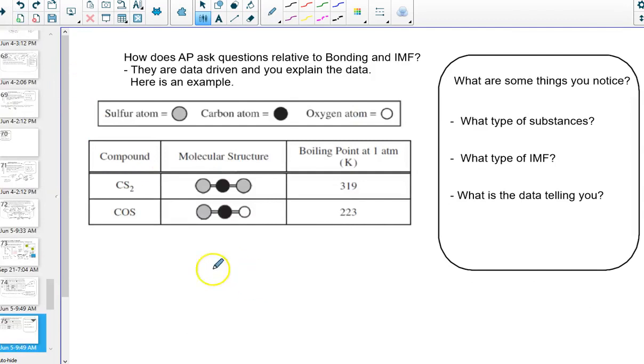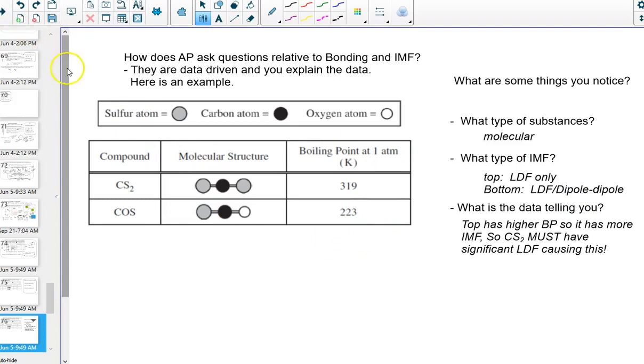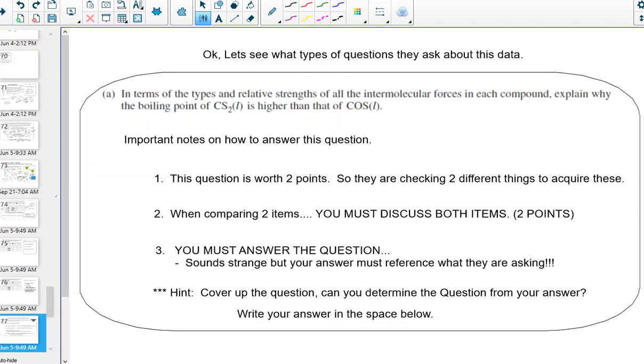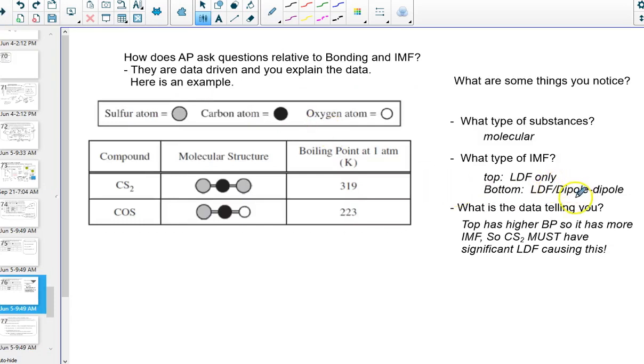So this is all the stuff that I kind of went through here. What are the types of substances? What type of intermolecular forces are present here? What's this data telling you? I kind of walked through all of this already. And this is stuff you want to think about before you even see the question. This should just snap right into your brain. Notice that here I put dipole, not hydrogen bonding.